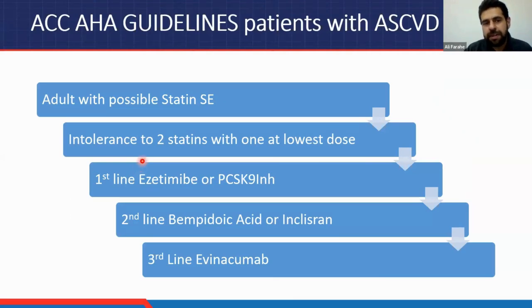So when you label a patient with statin intolerance, the patient should be intolerant to at least 2 statins, and out of these, 1 must be at the lowest dose, which is rosuvastatin 5 or atorvastatin 10. So for treating such a patient with atherosclerotic coronary artery or cerebrovascular disease, the first line is ezetimibe or PCSK9 inhibitor. Second line is bempedoic acid or inclisiran, and the third line is evinacumab. So these drugs are used for patients for whom the LDL lowering target is quite high.